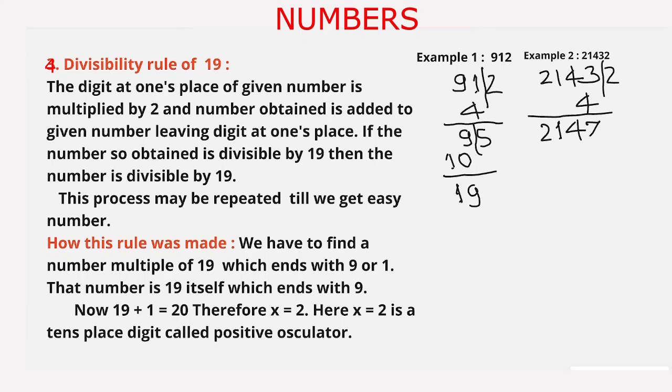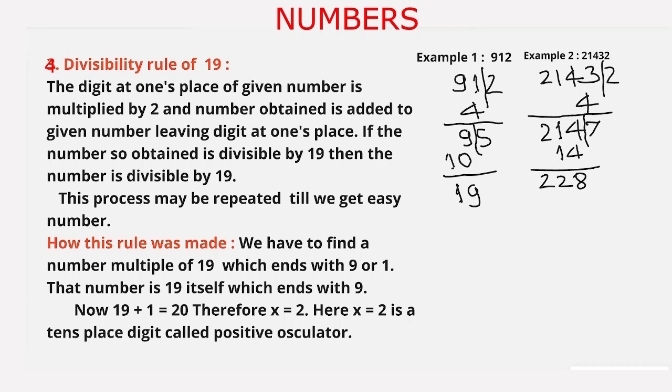Now this is a large number, so we cannot say whether this number is divisible by 19 or not. So we repeat this process again. The ones place digit is 7 in this number. So 7 times 2 is 14. Leaving the last digit 7, we add 14 to the remaining part of the number, and 214 plus 14 is 228. Again 228 is a large number.